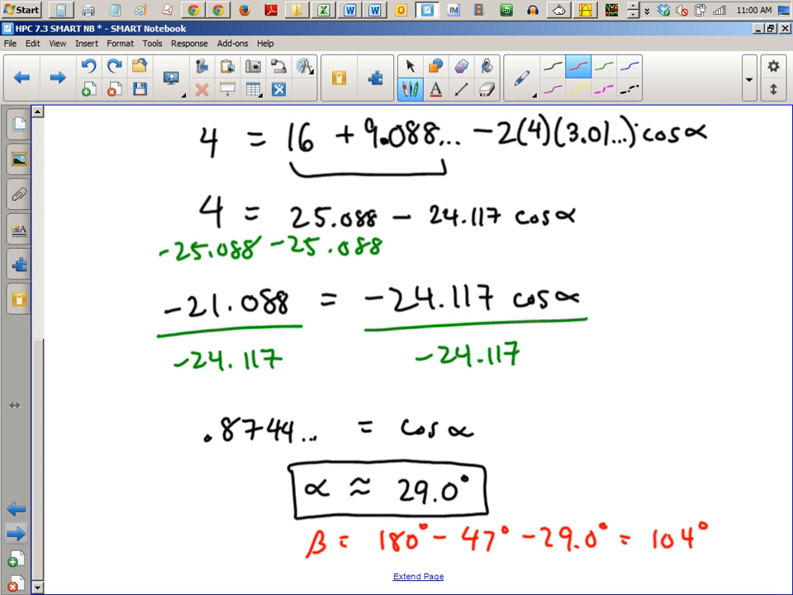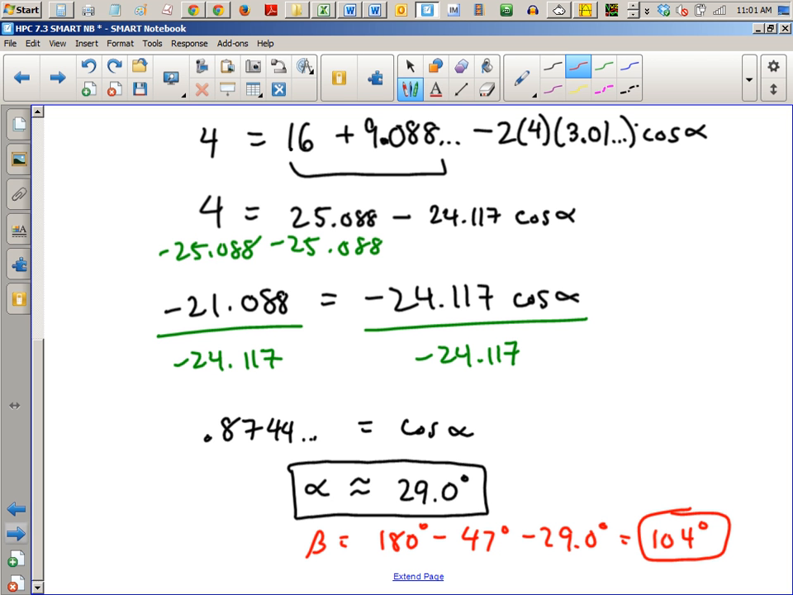Did you get 29.0 at all? I did. Well, I got beta first, then I had for alpha 28.9. Oh, okay. I think if you round it to the nearest tenth, isn't it still 29.0? No, I had 28.9. Okay, I'll be more careful next time.